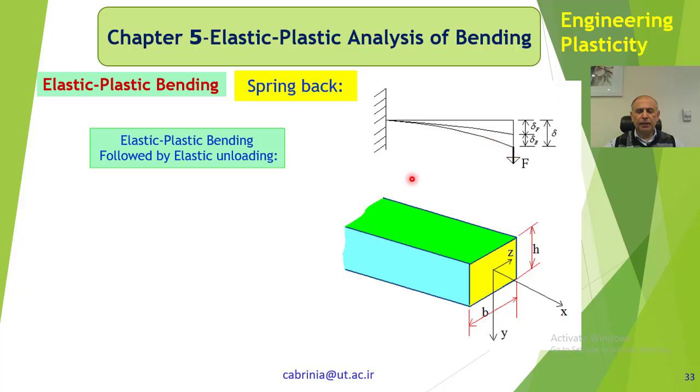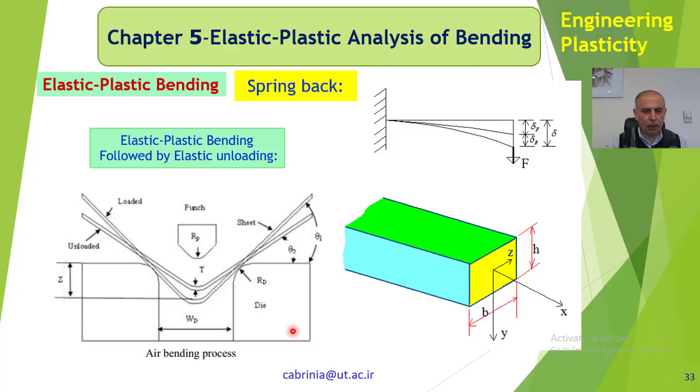So that's a spring back, and it doesn't only happen for beams. It happens for plates as well. Especially in our industry, we have a lot of forming on sheet metals. Here I have shown an industrial process called air bending process. You can see the die here.